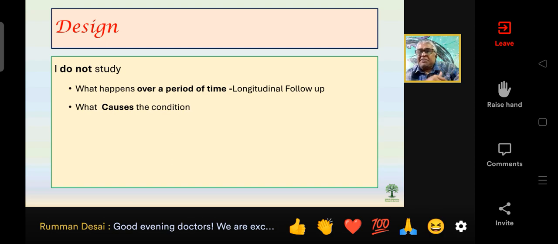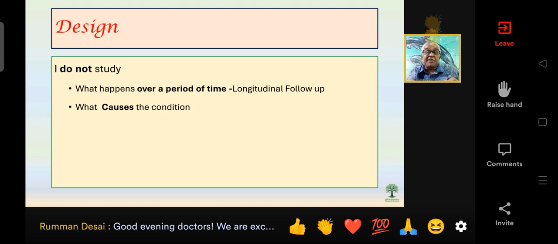What we are not looking to study is what happens over a period of time. We don't want to know that now. We want to just know what's the magnitude and what's the association. So we are looking at a specified period of time, specified location, specified population, and a one-time assessment.